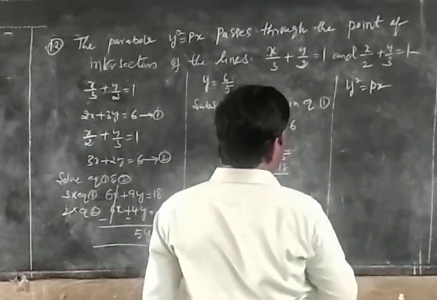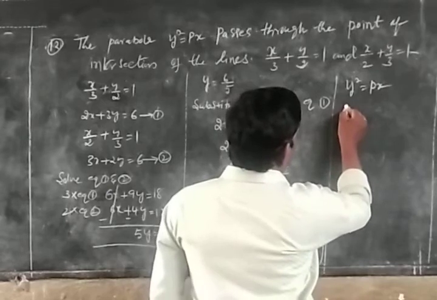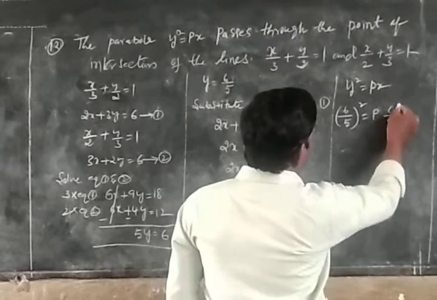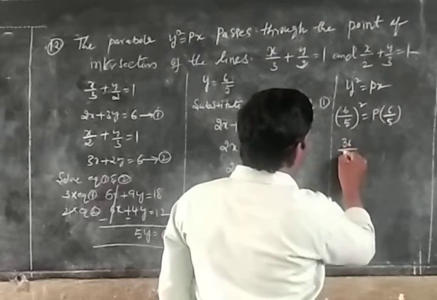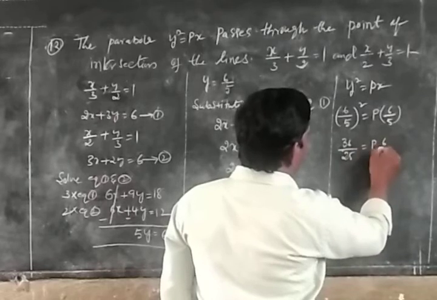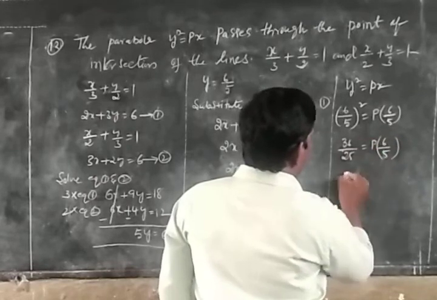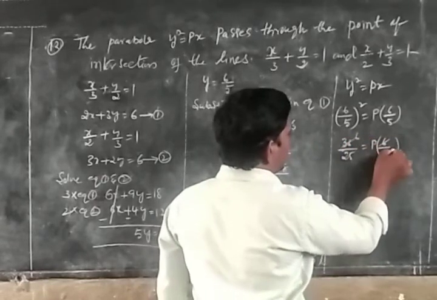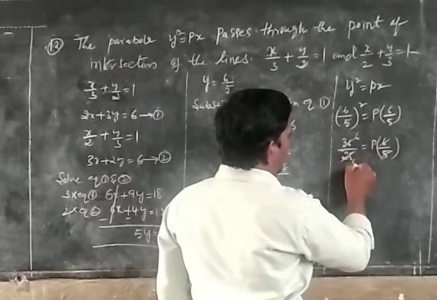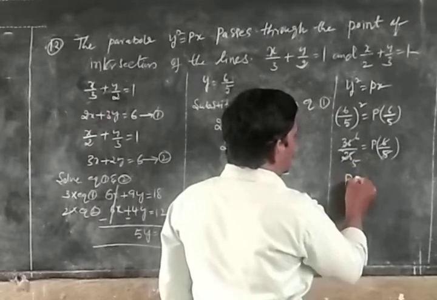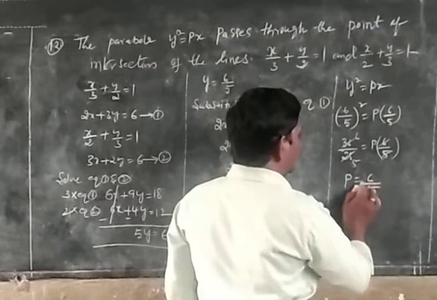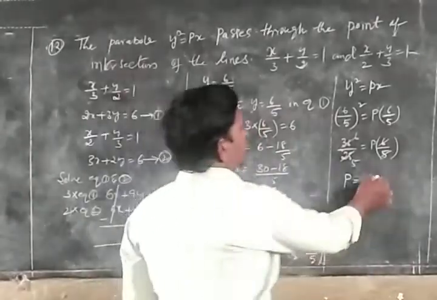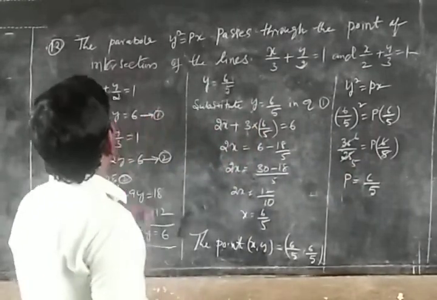What is the y value? 6 by 5 all square equal to p into 6 by 5. Now 36 by 25 equal to p into 6 by 5. Again p equals 6 by 5. So the p value is 6 by 5.